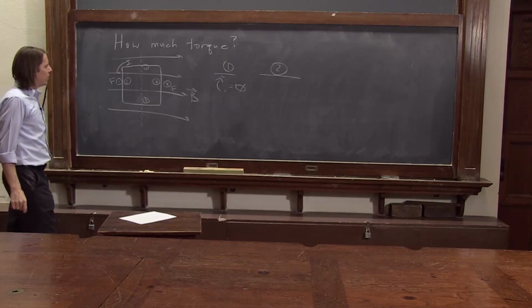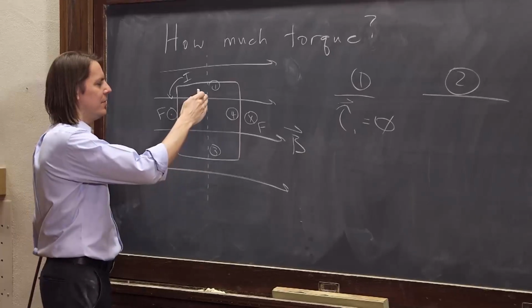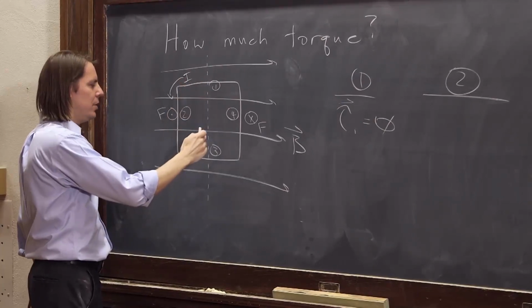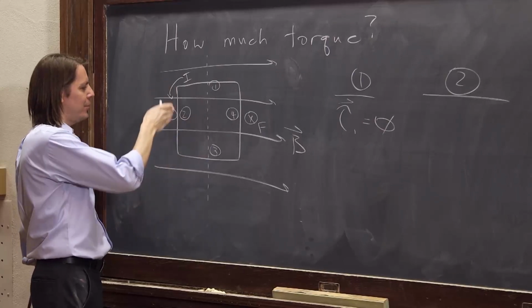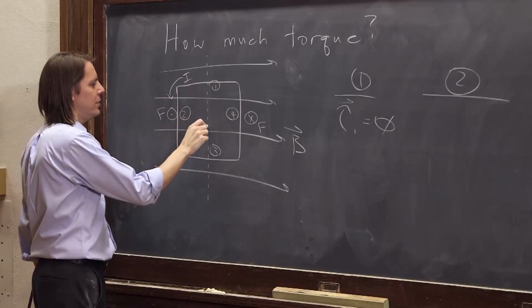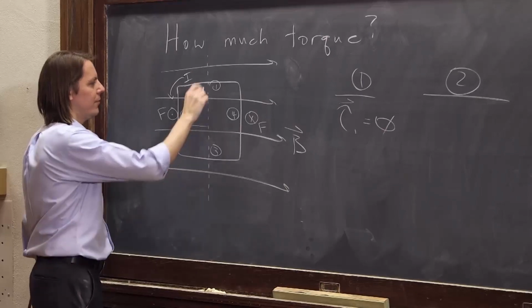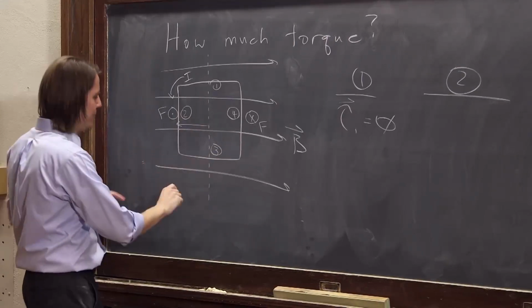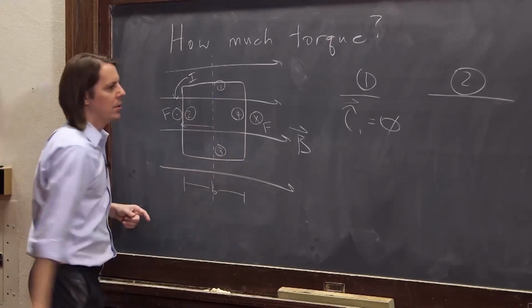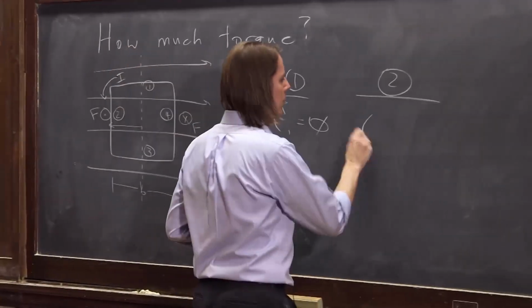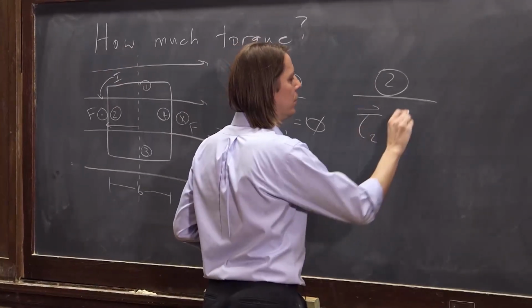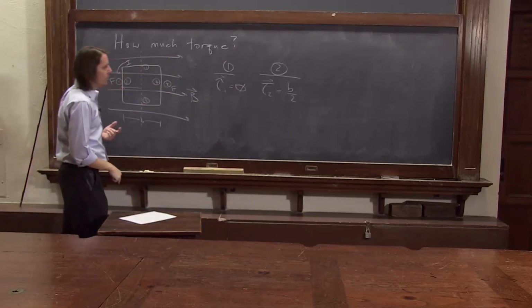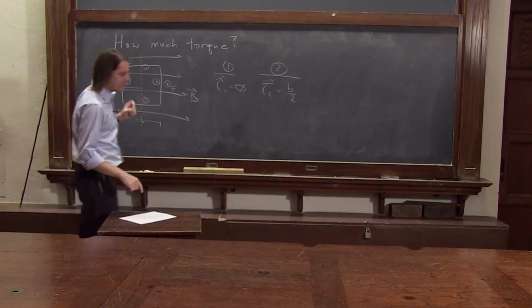Okay. So R, let's think about what R is. R is the vector that goes from the axis of rotation to where the force is being applied. The force is being applied uniformly along this length. So it's really just this. It's that distance right there, from the axis to that side. And we know what that is. That's half this length. And for the bottom, this was B. So that's B over 2. So torque 2, B over 2 is the R. The force was I little a times B.